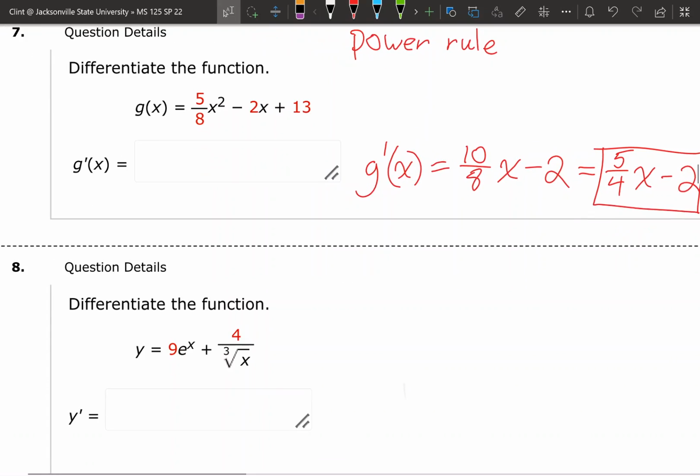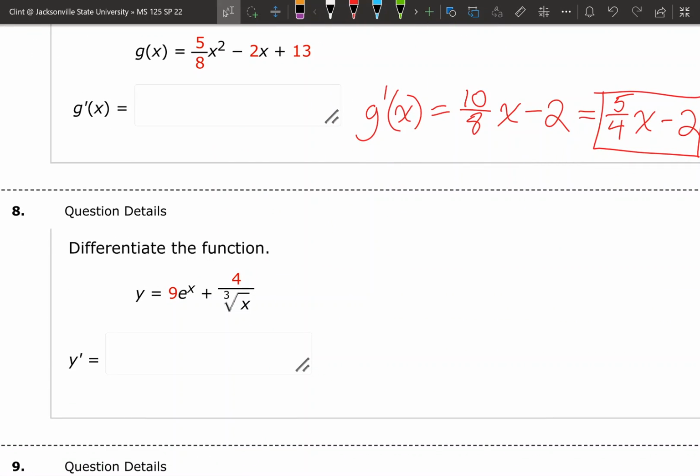Number 8. It looks worse, but it's just power rule again. We do need to do a little bit of rewriting. And how can we rewrite that second term? Yeah, 4 times x to the negative 1/3. So 1/3 because of the cube root, and then to move it up to the top, we make it negative 1/3. That's good.